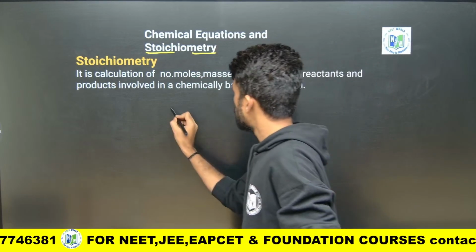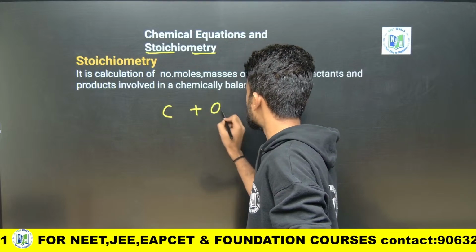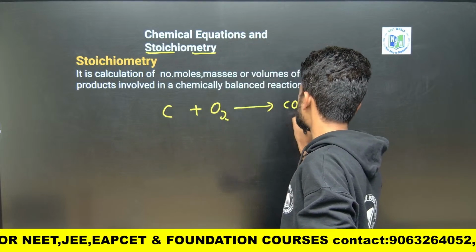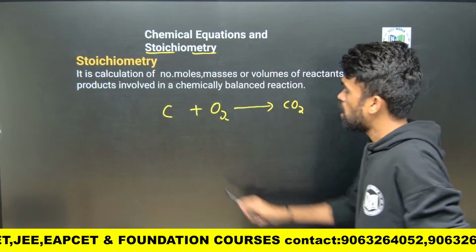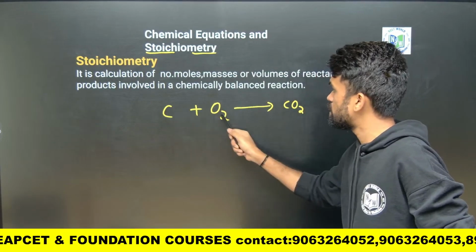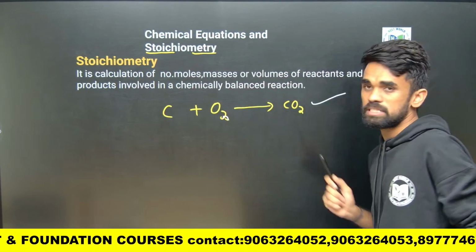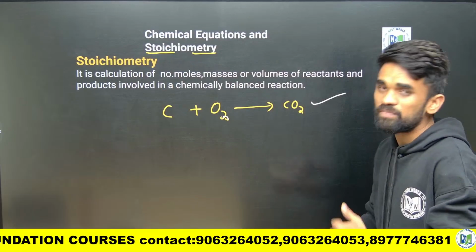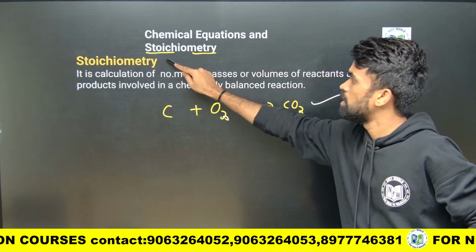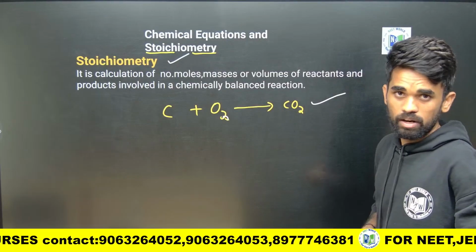For example, we know carbon combines with oxygen and forms carbon dioxide. This is a simple reaction, right? So now, how much amount of carbon combines with this oxygen, and then how much amount of this CO2 is formed. This kind of calculation we will be doing in the stoichiometry concept.